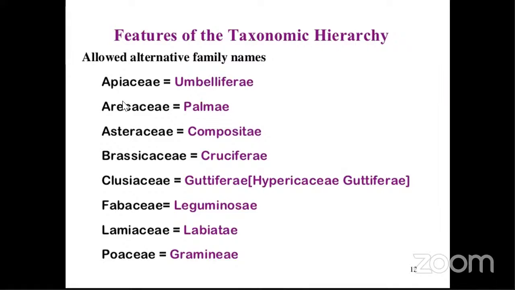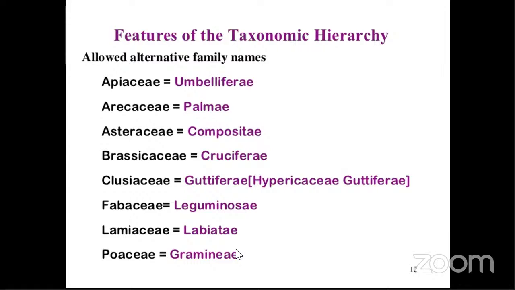Likewise, Palmae is converted into Arecaceae on the basis of the genus Areca. The Compositae family is converted into Asteraceae on the basis of the type genus Aster. Cruciferae is converted into Brassicaceae on the basis of the type genus Brassica. Then Guttiferae is converted into Clusiaceae. Leguminosae has been converted into Fabaceae. Labiatae is converted into Lamiaceae, and the Gramineae family has been converted into Poaceae. So these are the alternative names. These are the new names, and these are the older names.